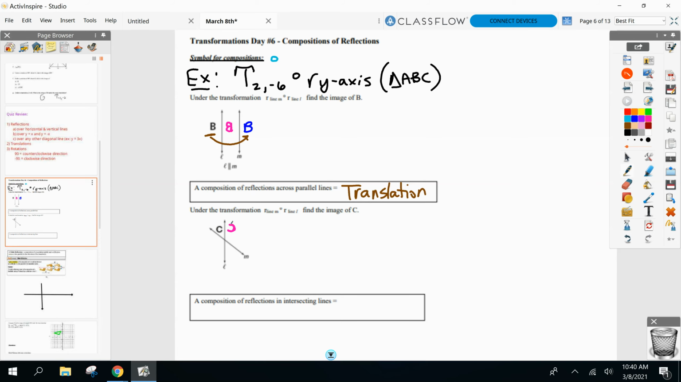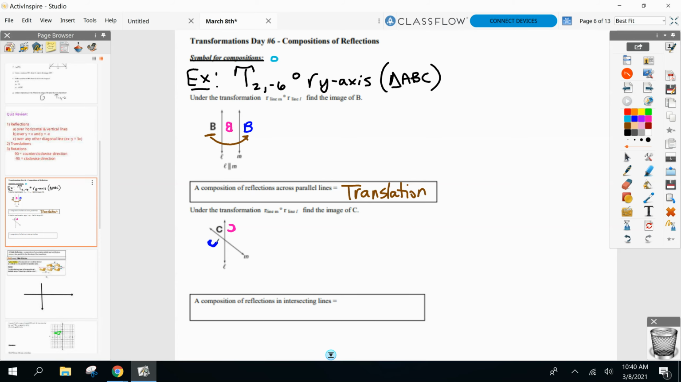Okay, there's my C. Then take that and reflect it over M. Uh-oh. Usually kids have the toughest time with this one. It's fine. Pretend you're folding your paper along line M, everyone. And then what's that C look like on the other side? Okay, now, what single transformation could I have done to my original C to get to my ending C now?